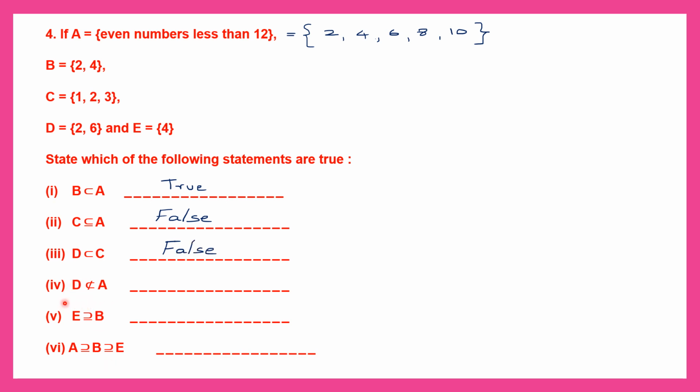Question 4. D is not a subset of A. D is not a proper subset of A. So we have D here and A here. What are the elements of D? 2 and 6, which is there in A. So this is actually a proper subset of A, isn't it? But what does the statement say? It says that D is not a proper subset of A. The statement is false.